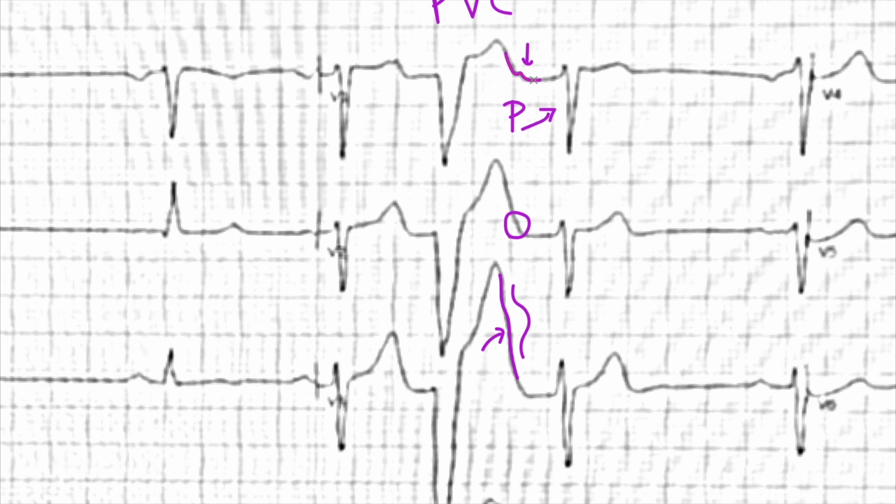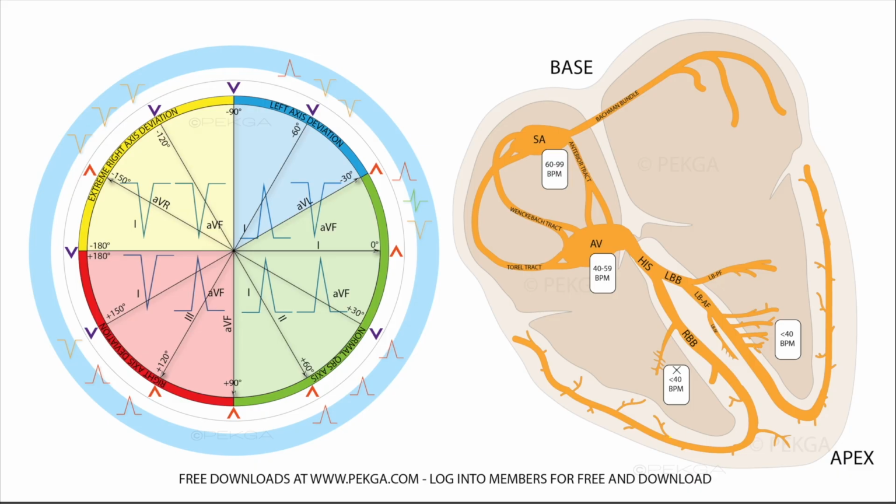Now, why a normal beat? Well, first of all, it looks pretty much identical to the rest of these QRSs, right? It's just looking very, very much like one of them. However, what's going on here is something that's called concealed conduction. So here, let's see, where's my heart?